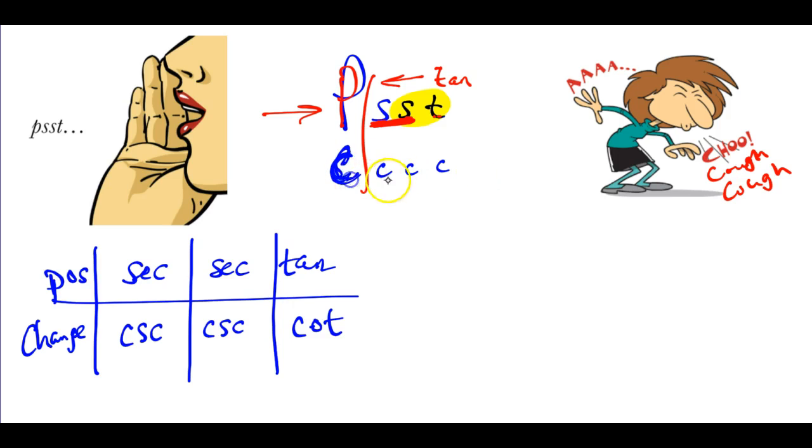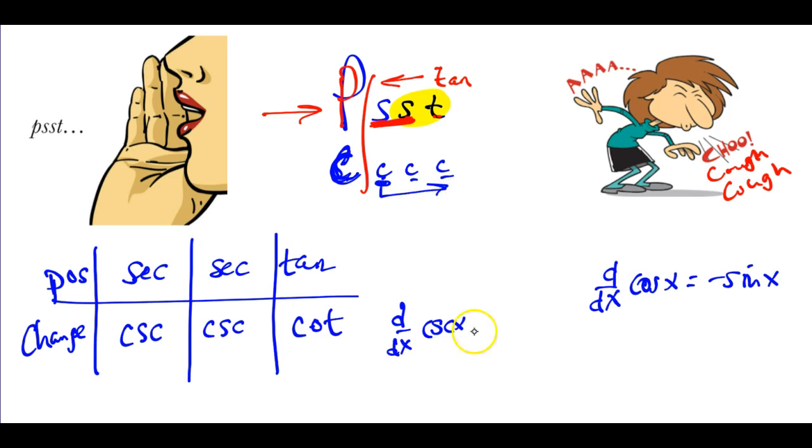And this C doesn't stand for cosine, because we already have that memorized. The derivative of cosine is what? Negative sine. So of course this C is not cosine, it's actually cosecant. So guess what the derivative of cosecant is? Well, there's 2 more C's: cosecant and cotangent. And it's negative because it starts with C.